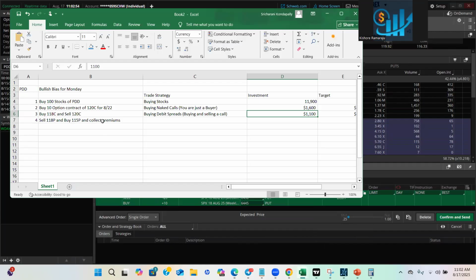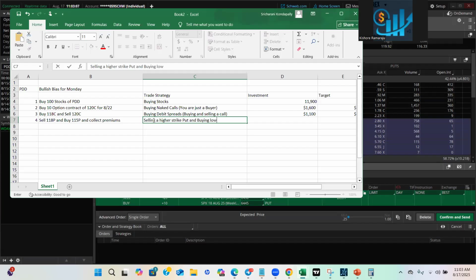So sell the 118 and buy the 115. Selling a higher strike put and buying a lower strike put. So here, you are selling because you are confident that it will stay above 118. As long as PDD stays above 118 before August 22nd, your risk is minimal.